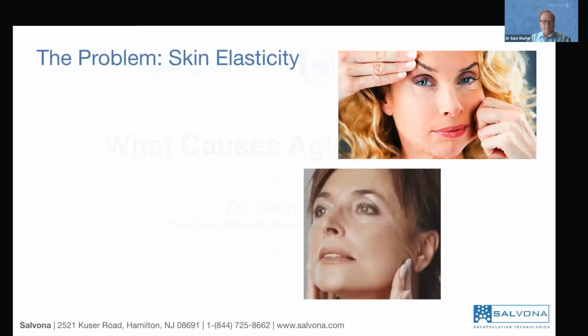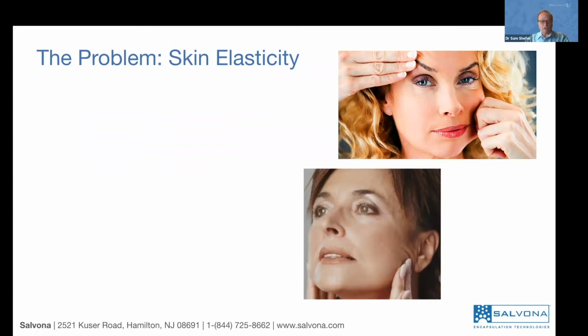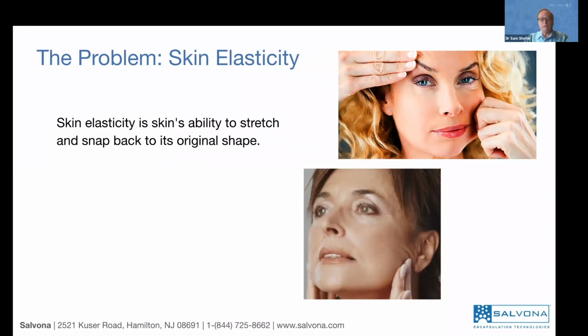So let's identify the specific problem that we try to address. Elasticity. The pictures tell you a lot. When you can rub the skin backward or forward or up or down, that means we are losing a little bit of the suppleness and the firmness of the skin. Skin elasticity is the ability to stretch and snap back to its original shape. Now remember, if you have wrinkles, you cannot do it.